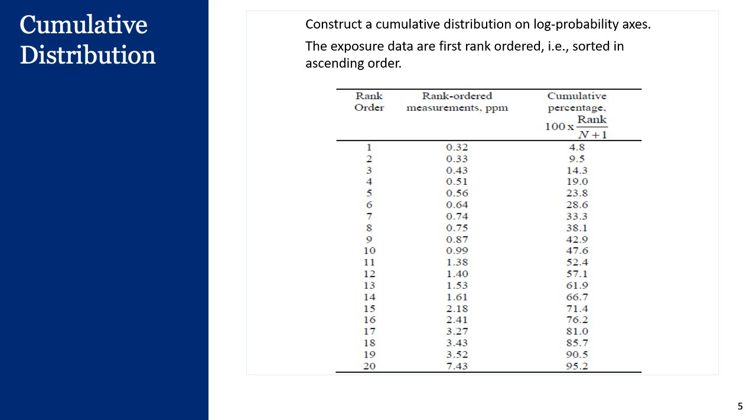4.8% of the distribution of exposures is less than 0.32 parts per million. 9.5% of the exposures are less than 0.33 parts per million. And going to the bottom of the table, we can say that 95.2% of the exposures are less than 7.43 parts per million. So that's the way to interpret a cumulative percentage distribution.